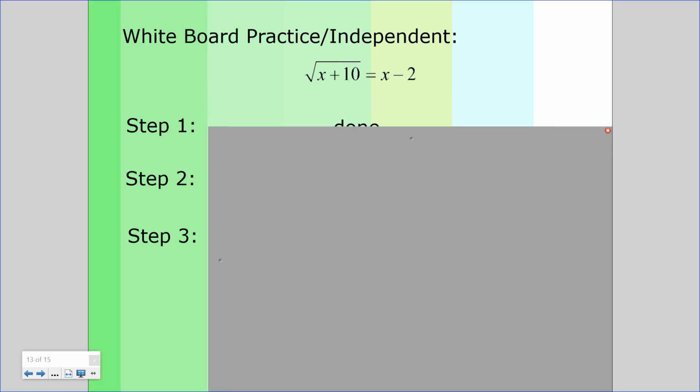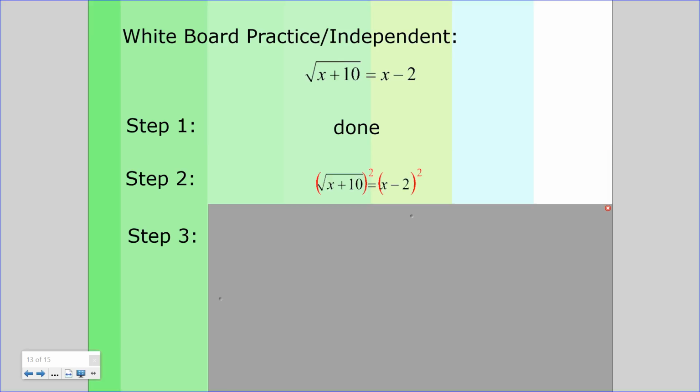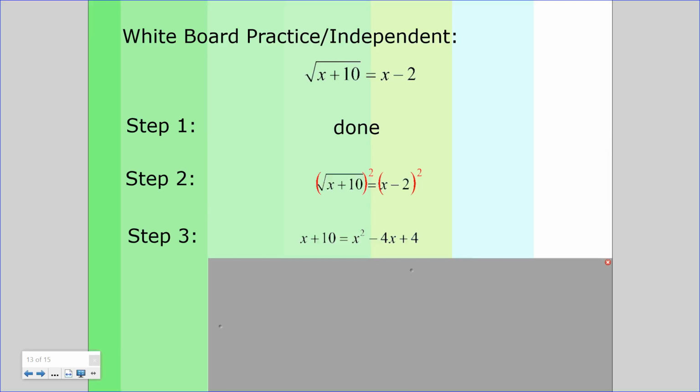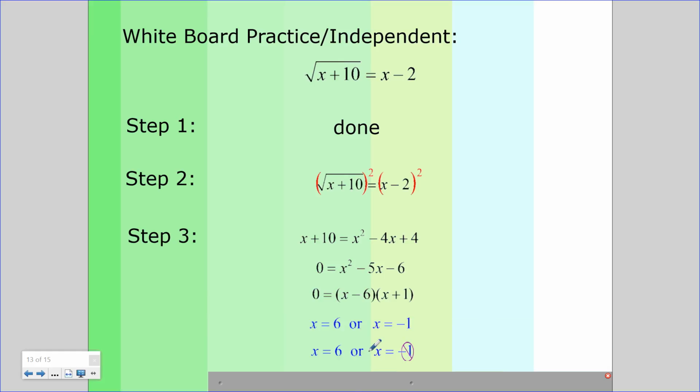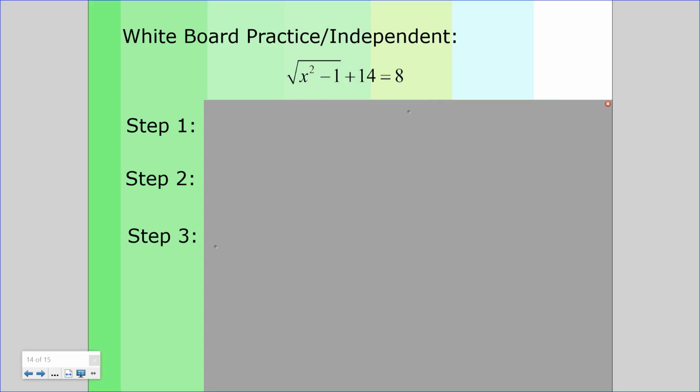Okay, click pause. When you're ready to check, click play. All right, so you square both sides because it's already isolated. That stretches out to this, set equal to 0, factor, and solve. The only solution that would have worked was 6. Here's your next one. Click pause. When you're ready to check, click play.